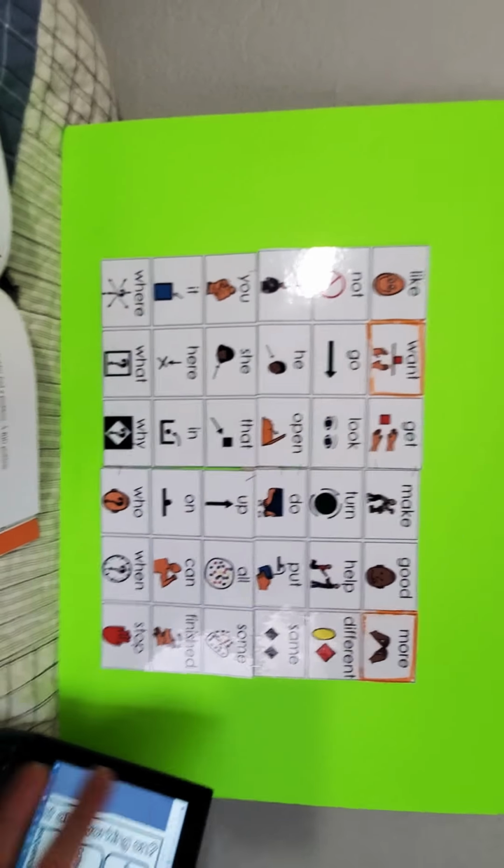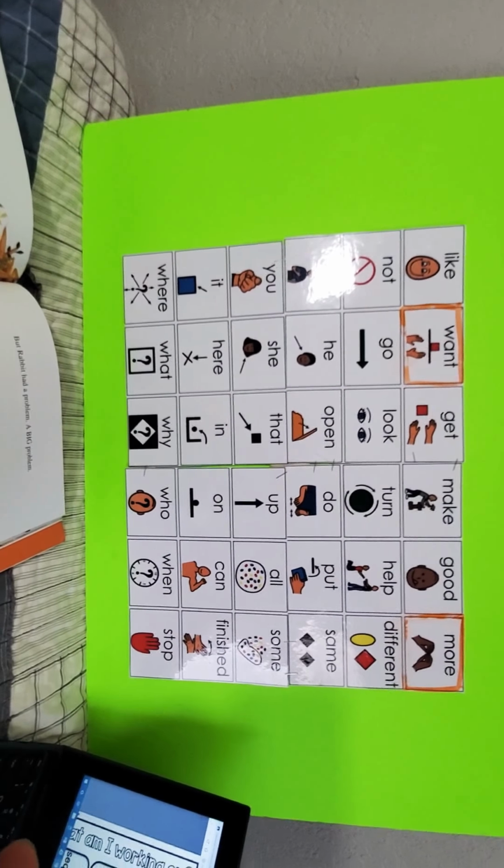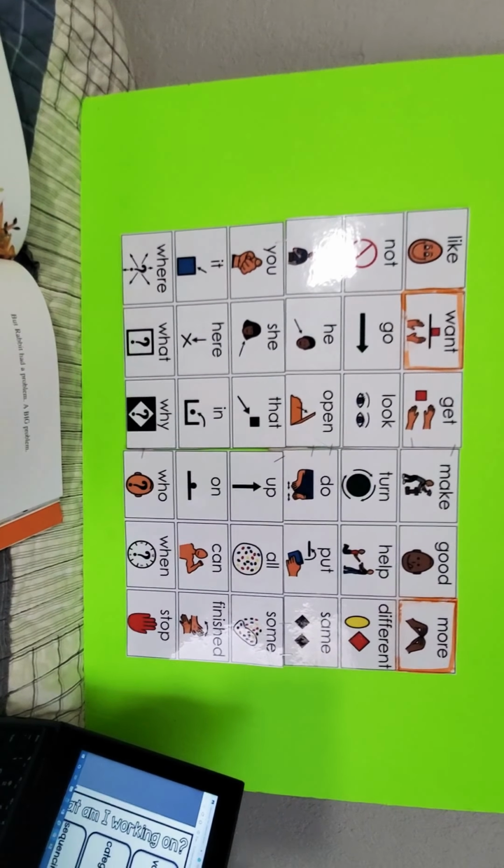You can always find different ways to work in our core words. And for our students that are verbal, you might be working on some different ideas or concepts as you go through this book. So the first thing he did was he got carrots out of the garden. Then he put them in his hole. So you could work on sequencing. What did he do first? What did he do next? What did he do then? What did he do last?